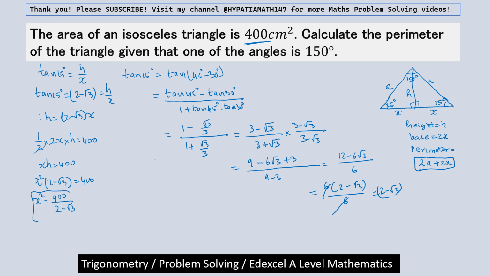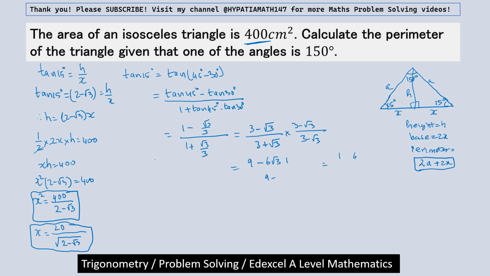So we'll be using this, and we will also need what x is. So x is the square root of 400, that's 20, divided by the root of 2 minus root 3. Okay, so this also we will be needing. So these two things are sorted. So now we've got to find what h is, and then we can find out what one of the sides is, the a, because h squared plus x squared would be a squared.